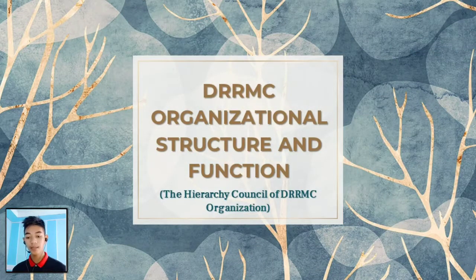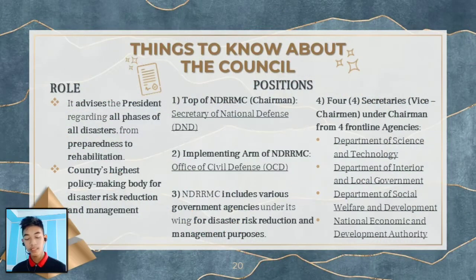Now, let's talk about the NDRRMC organizational structure and function. These are the things to know about the Council. It advises the President regarding all phases of all disasters, from preparedness to rehabilitation. It is also the country's highest policy-making body for disaster risk reduction and management. The head of NDRRMC, or the chairman, is the Secretary of National Defense, or DND. The implementing arm of NDRRMC is handled by the Office of Civil Defense, OCD.